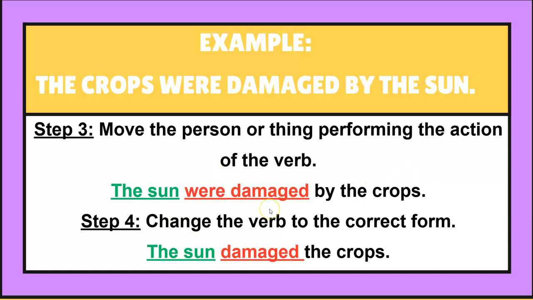We're going to drop the helping verb "were," and that leaves us with "damaged," and that is "the sun damaged the crops." So we went from passive voice, "the crops were damaged by the sun," to active voice, "the sun damaged the crops." I know that this was a super quick review, but hopefully it refreshed your memory, and we're going to be doing some more practice with this as class goes on today.